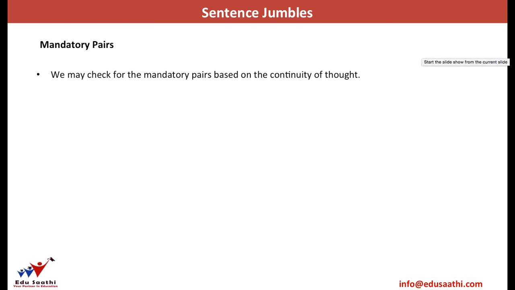Now we may also check or estimate the mandatory pairs based on the continuity of thought. For example, there's a sentence that has a conjunction: "As I was sitting there and watching the flowers." Here's the continuity of thought. I was sitting and watching, right? So there's something that's happening in continuity. So if I judge this continuity in a sentence, I may also be able to form some mandatory pair. Let's take an example.